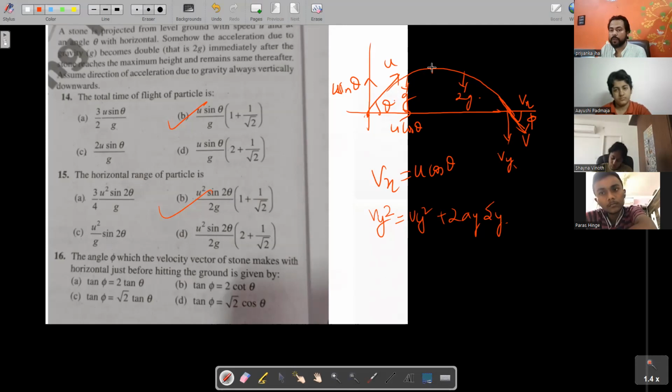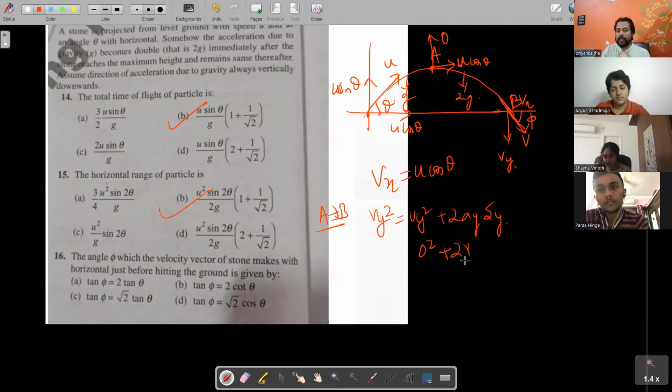So better you apply it from A to B, because in this journey acceleration is constant. And you know that at this point, the maximum point, it will have only the horizontal component, that is u cos theta, and there is no vertical component, 0. So from this point to this point, we can apply this formula. Here the initial vertical component is 0, so 0 square plus 2, and acceleration is 2g but downward, so minus 2g. And what is the displacement? That is minus H max, right? From here to here. Understood?